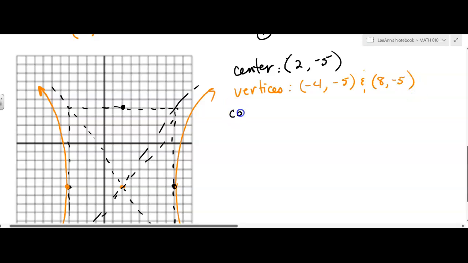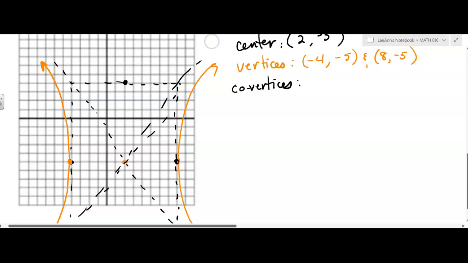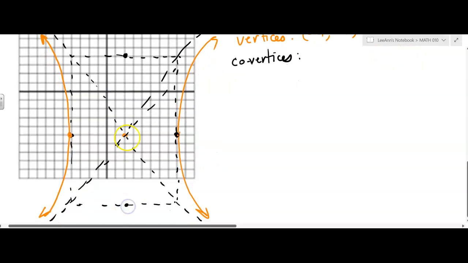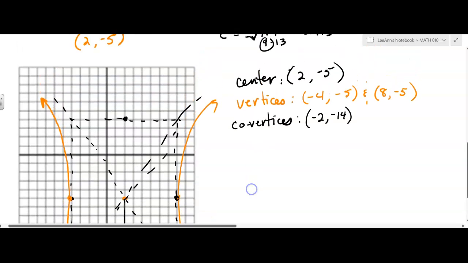The co-vertices we can read off the chart. I have to scroll because I made my graph paper so big, but it was down here, and if you remember, this has to be 9. So it was 5 here and then 4 more. So what is that? It was 10. It's like -14, right? So it's going to be at -2, -14. That's going to be the low one. And then the other one, that'll be a little bit easier to read because it's just right there. We can read that off the graph.